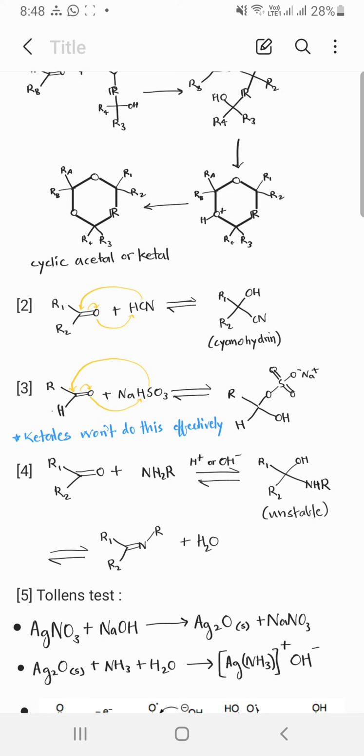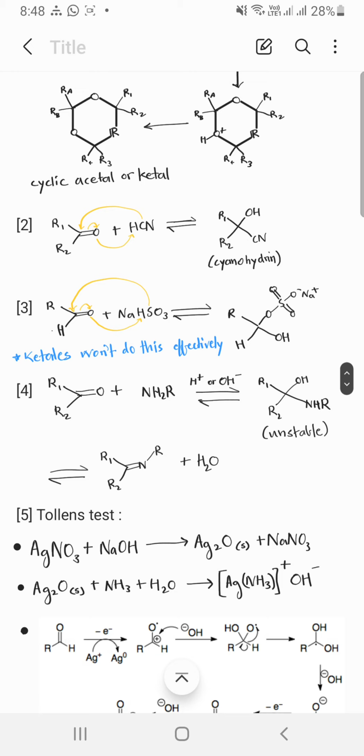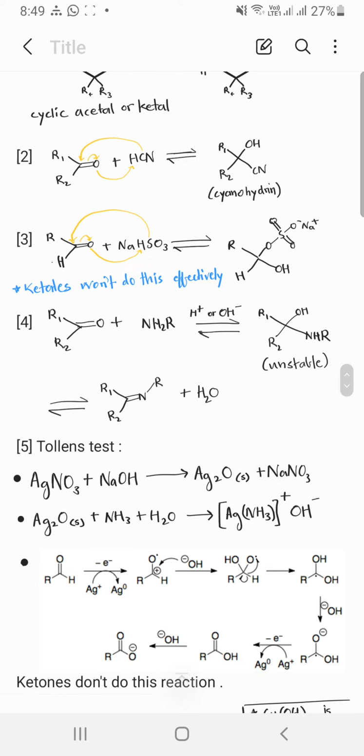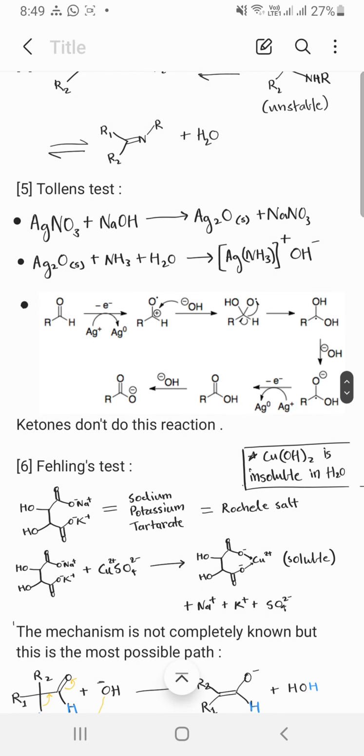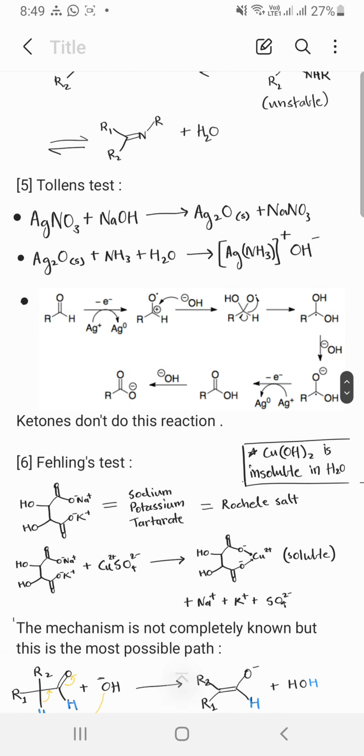Cyanide. NaHSO3. It adds like that. Okay, cool. Ketones won't do this effectively, so maybe we can use this as a test. Who knows? Okay. Tollens test. AgNO3 plus NaOH. Fine.